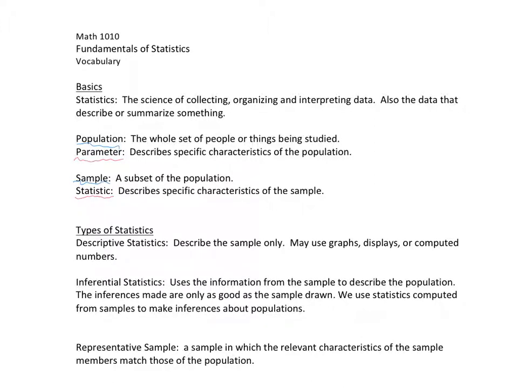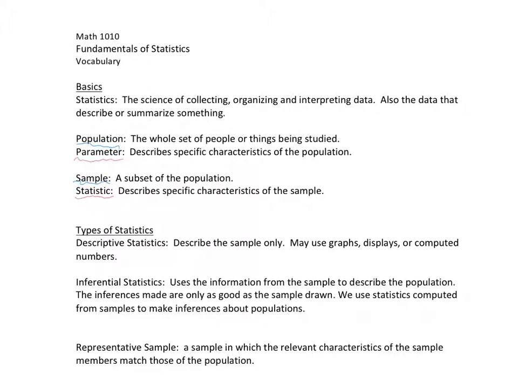So the words parameter and statistic, they're used to tell you how much faith you should have in a computation. A parameter is dead on accurate. A statistic, hopefully, it's accurate enough to give you a ballpark idea of what's going on, but it won't be 100% accurate.